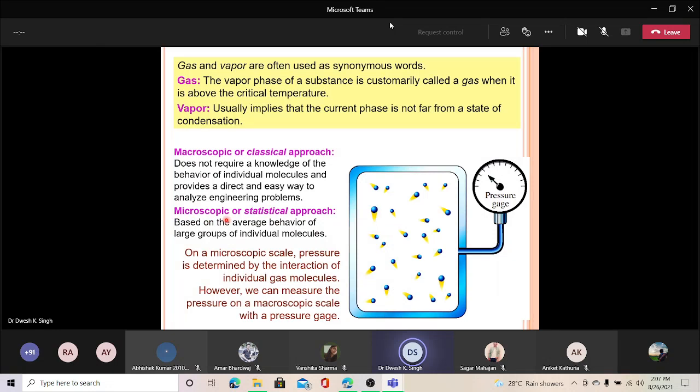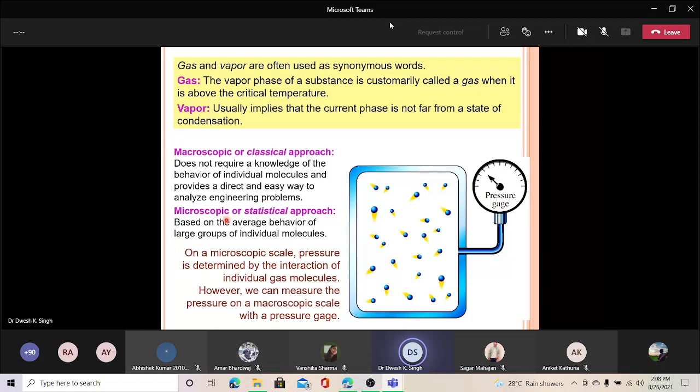It is called microscopic because you are studying at a micro level. Now my question is, what is the number of molecules? It is like 6.023 times 10 to the power 23, Avogadro's number for one mole. So you can imagine how complicated it is to study that number of molecules, each and every molecule.